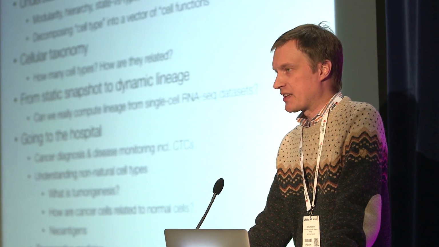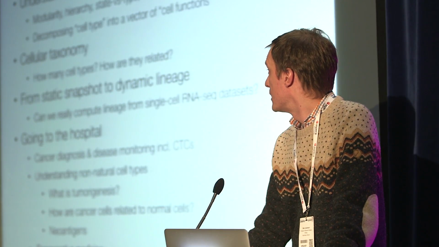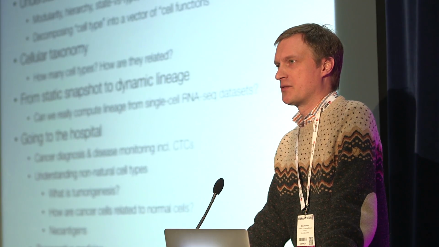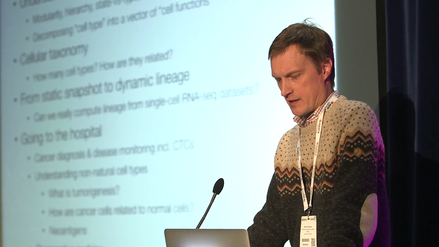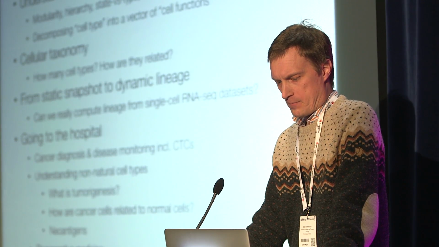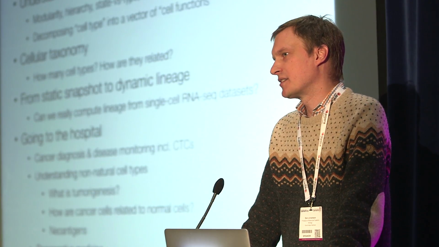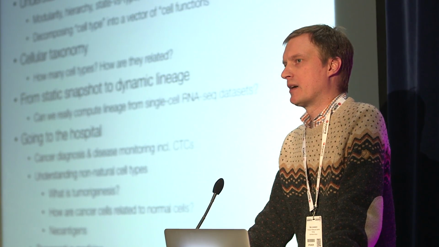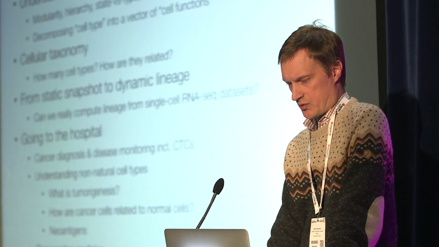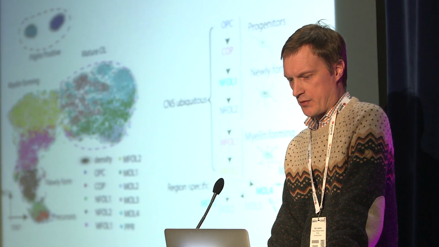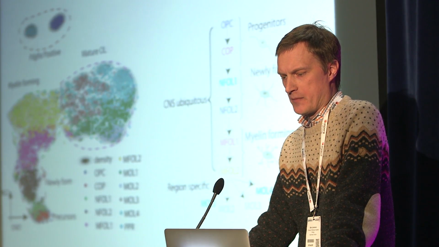More generally, understanding non-natural cell types. Once we have a cellular taxonomy, sort of a reference atlas of cell types, then we can start mapping diseased tissues onto that atlas. And finally, for regenerative medicine, where we're trying to make tissues, single-cell analysis is going to be an extremely powerful tool to make sure that we are making the right kind of tissues. So let me give you just three quick examples of experiments.